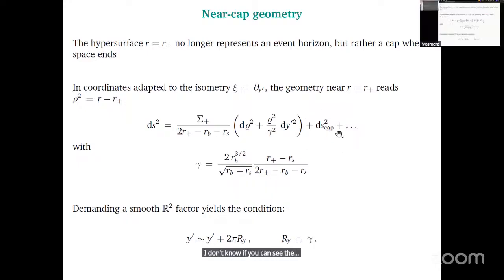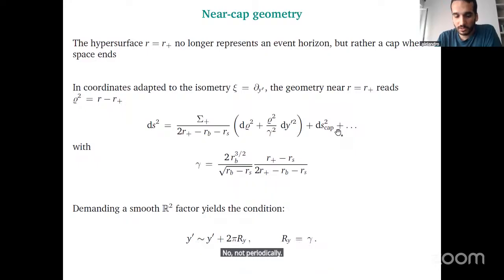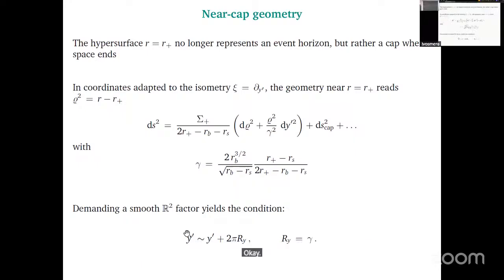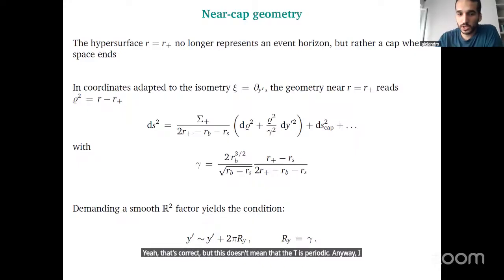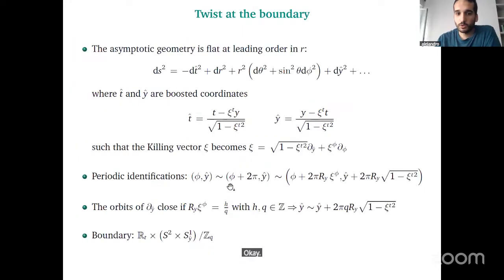Like if t prime is not periodic, but t prime is like t plus some y prime, it means that t is periodic then. No, t is not periodic. But anyway, what you mean is that this identification, when you write it in terms of the original coordinates, involves a shift in t. Yeah, that's correct, but this doesn't mean that t is periodic. Anyway, I am about to say how you remove this.